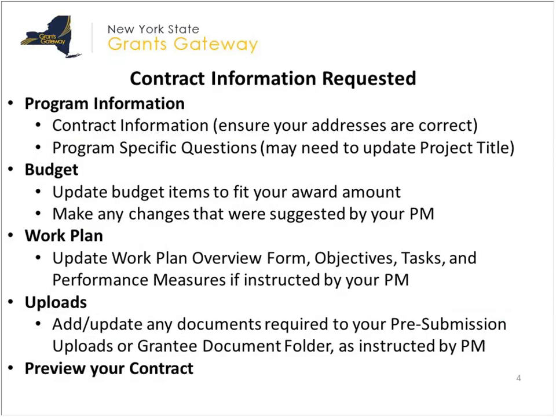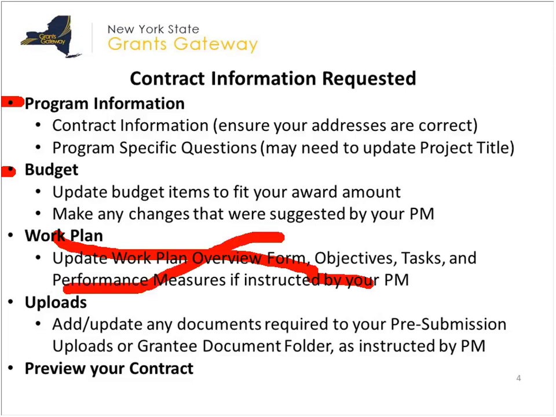In the contract, there's a couple sections you're going to need to work on. One is called the Program Information section. There's a question in there, your project title. There's contract information. But the biggest thing I have to work on is the second bullet here, the budget. Like I said, we'll be entering that in our test system in a few minutes. The work plan, you can actually ignore because, yeah, you'll look at it, but that will be filled out for you by your program manager.